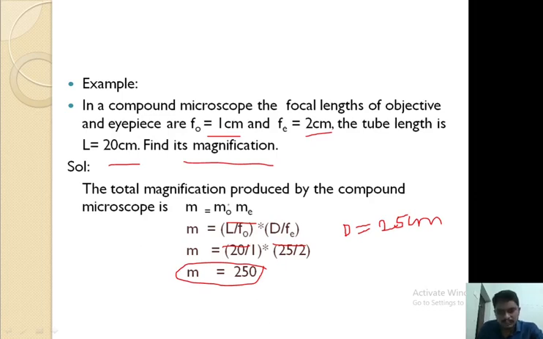But with the objective lens alone, what is its magnification? It is on the order of only 20. So this is about the compound microscope. In the next class, we will discuss the telescope.